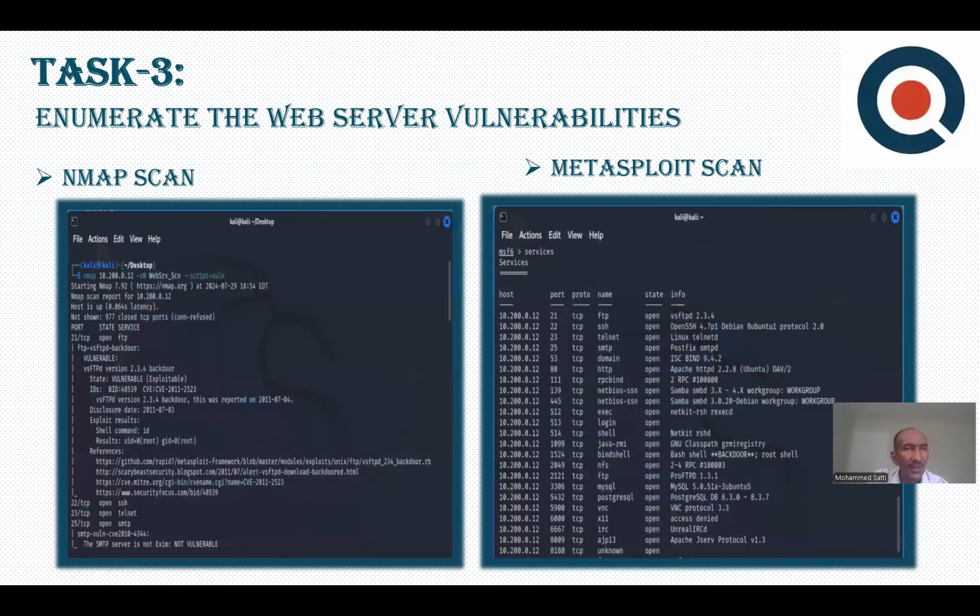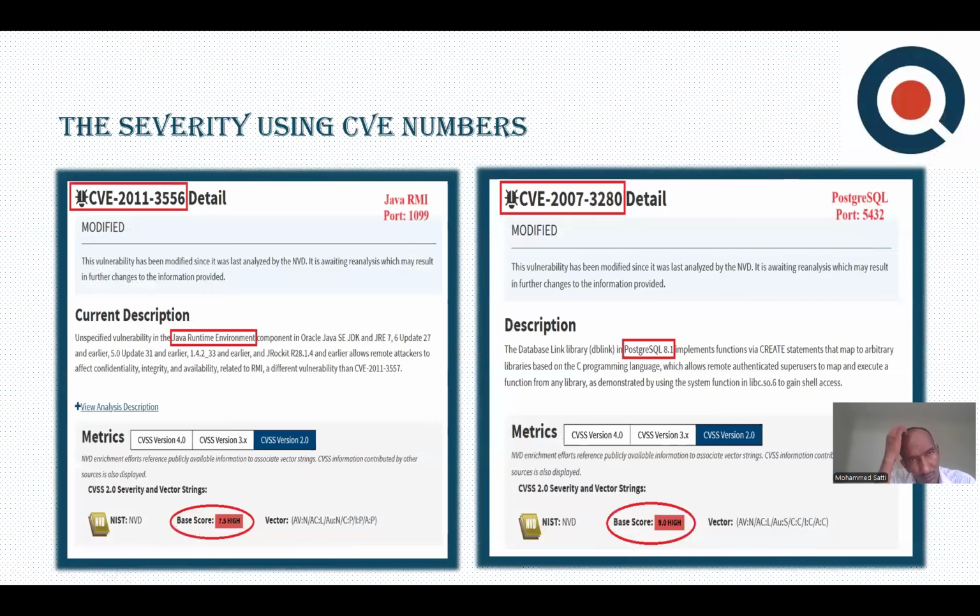Moving to task 3, enumerate the web server vulnerabilities. Same thing, I did two types of scans, Nmap scans and Metasploit scans. As the picture shows, there are many vulnerabilities. I chose two of them to check their CVE severity. First one, Java RMI on port 1099. Its score is 7.5, high. Second one is PostgreSQL on port 5432. Its score is 9, high.